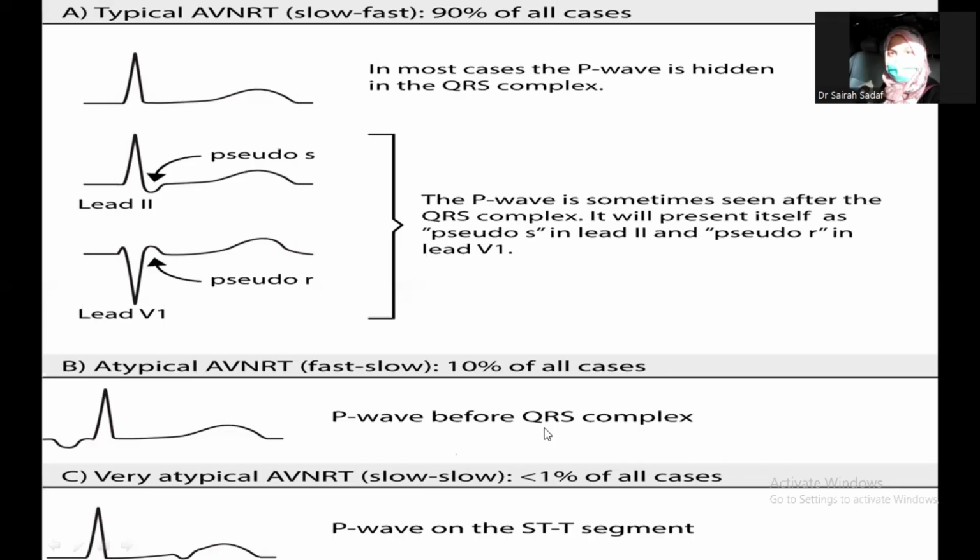So this is a fast-slow and slow-fast type of SVT. 90% of the cases have AVNRT. In most cases, the P wave is hidden in the QRS complex. The P wave is sometimes seen after the QRS complex. It will present itself as a pseudo S in lead 2 and a pseudo R in lead V1.